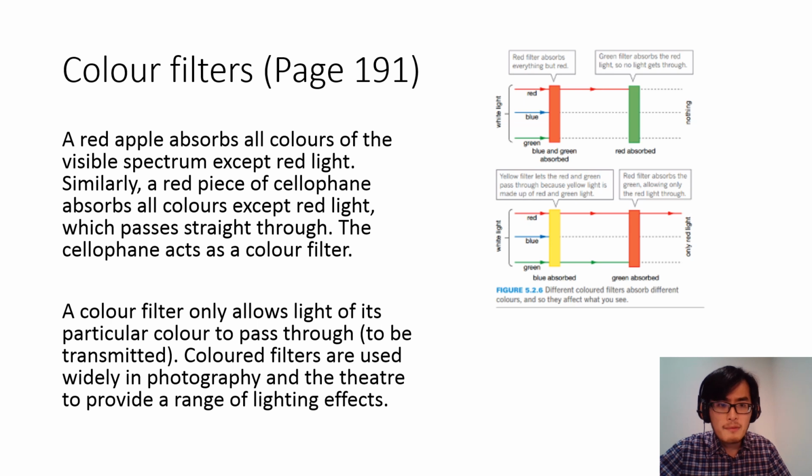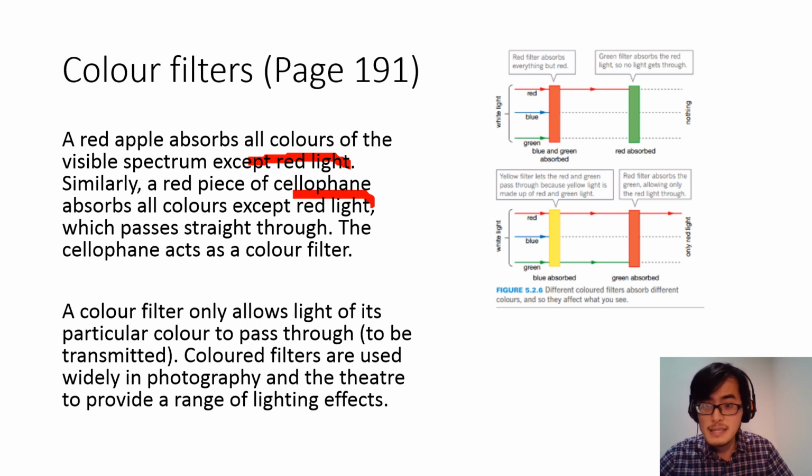So it says here, color filters. A red apple absorbs all colors of the visible spectrum except red light. Similarly, a red piece of cellophane absorbs all colors except red light, which passes straight through. The cellophane acts as a color filter. So something that we have discussed. And it says here at the bottom, a color filter only allows light of its particular color to pass through, to be transmitted. Color filters are used widely in photography and the theater to provide a range of lighting effects.